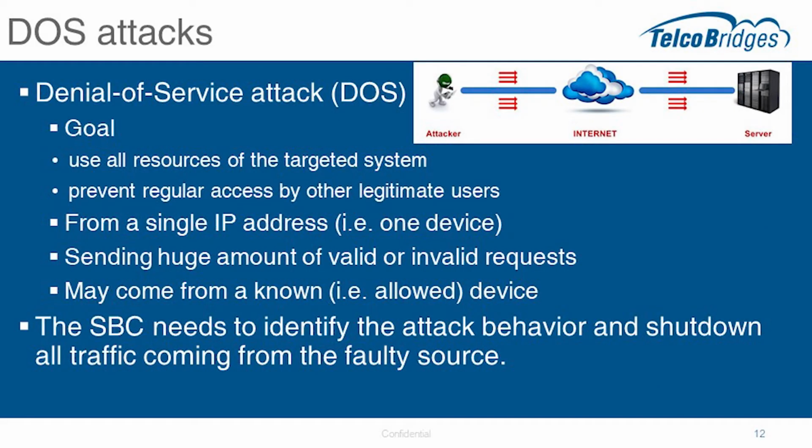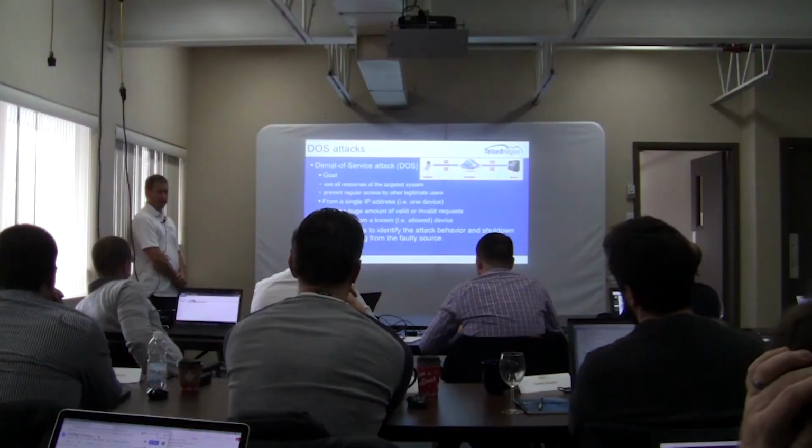Okay, types of protections on the system. One is denial of service attacks. The goal of these types of attacks is to use all the resources of the target system so that it cannot respond anymore to any other requests, or to prevent access from other users who should be allowed to access it. Usually a DOS comes from a single IP address, and it's sending huge amounts of data which could be valid or not valid. Sometimes you can crash systems by sending non-valid data.